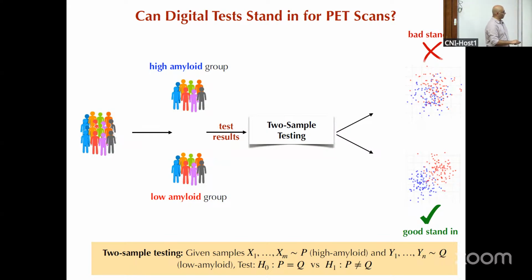Your goal is to test between these two hypotheses, which is H naught, P is equal to Q, that is, these distributions are indistinguishable, or P is different from Q, right? So this is the question that we want to answer, and the question is, can your new test be able to tell apart these two things, right? So this is the problem setup.